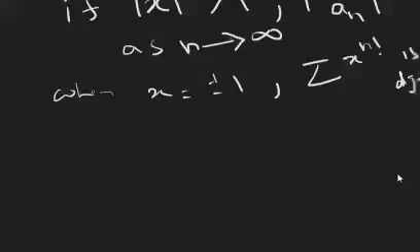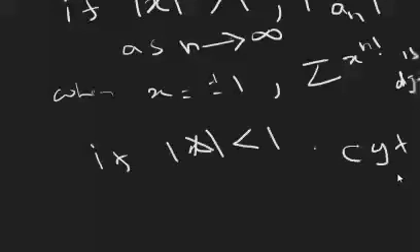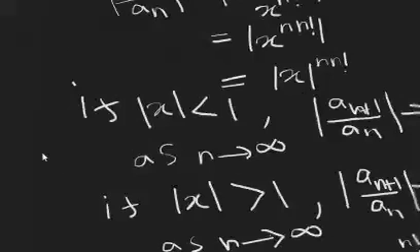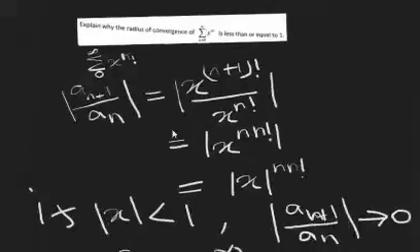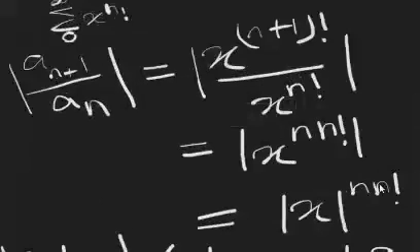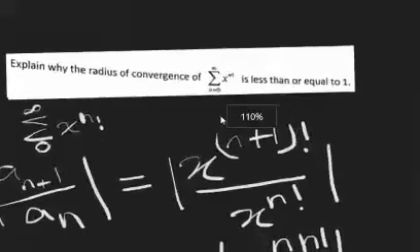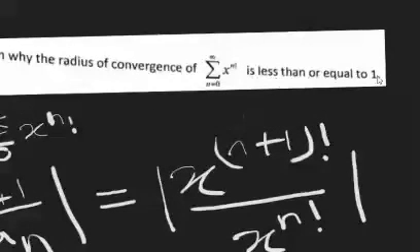So we can conclude that if the modulus of x is less than 1, that series is convergent. So the radius of convergence of that power series must be less than or equal to 1.